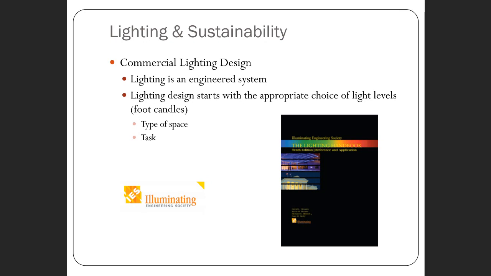So in this case, we're going to start with an analysis of what are the uses of that particular space, what work is done in that area, what tasks are being performed, and how much illumination is actually required to do that task, right? Whether it's reading or office work or classroom or brain surgery, whatever it might be. The IES handbook will stipulate offices should be designed around so many foot candles of lighting.